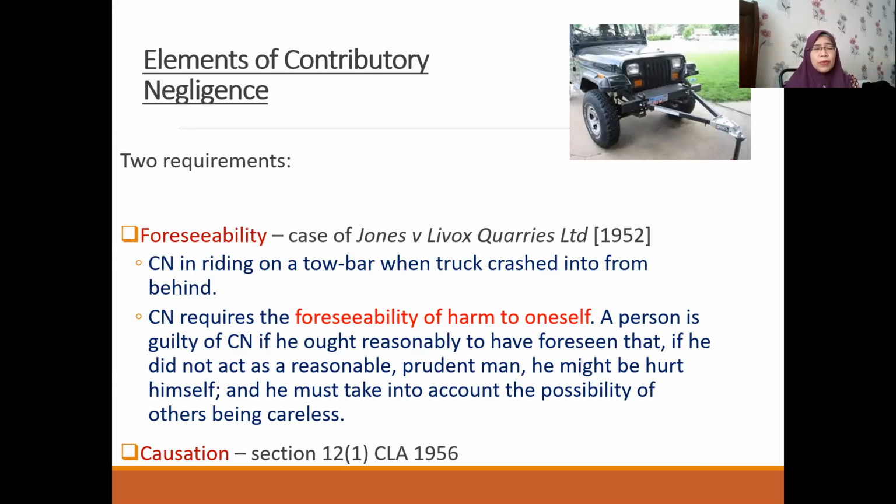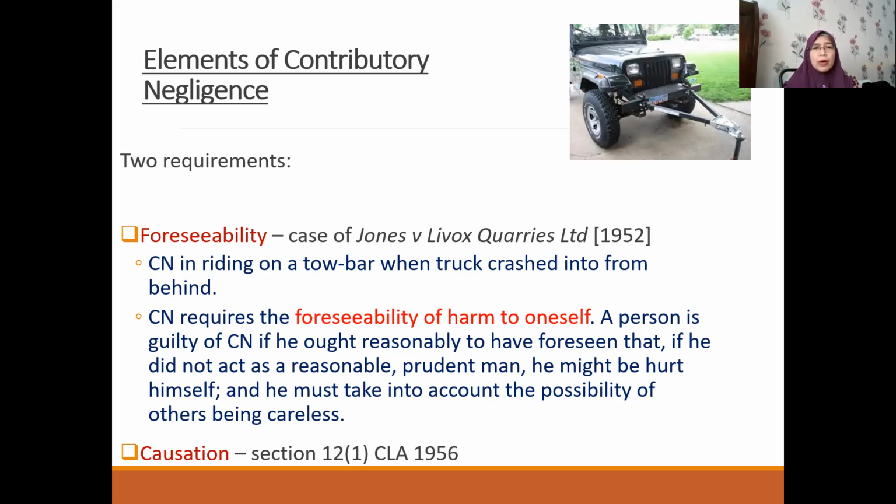So in Jones and Leibach Quarries, contributory negligence requires the possibility of harm to oneself. Meaning that the plaintiff should have foreseen that if he decided to ride on the tow bar, he might cause injury to himself. He exposed himself to the risk of injury. So a person is guilty of contributory negligence if he ought reasonably to have foreseen that if he did not act as a reasonable, prudent man, he might be hurt himself.